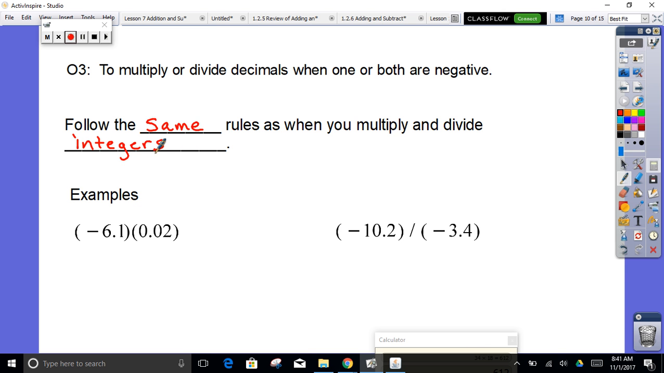So you can ignore the negative sign for now when you multiply and just do 6.1 times 0.02. 2 times 1 is 2. 2 times 6 is 12. I need 3 decimal places, so I'm going to count 1, 2, 3. So I have 0.122, and then I just have to remember to write my answer as negative.